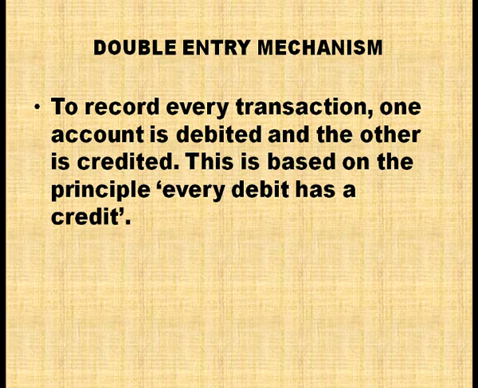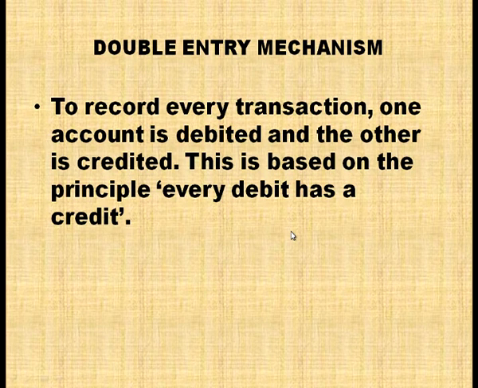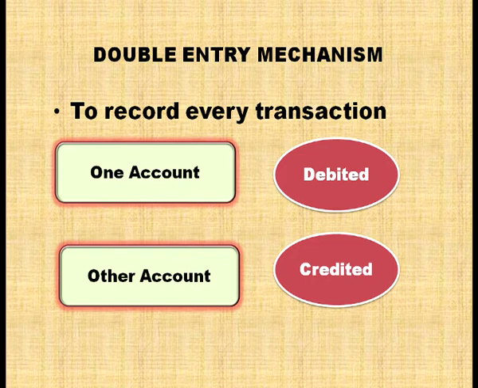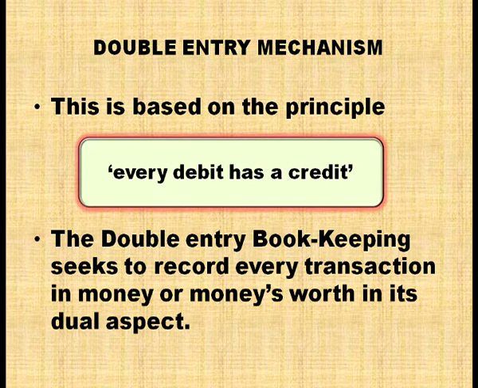In double entry system, to record every transaction, one account is debited and the other is credited. This is based on the principle every debit has a credit. Double entry bookkeeping seeks to record every transaction in money or money's worth in its dual aspect.